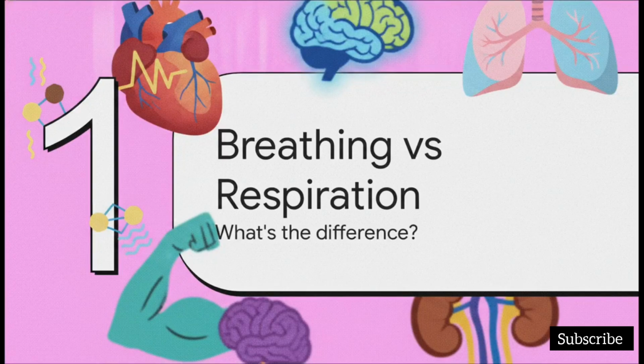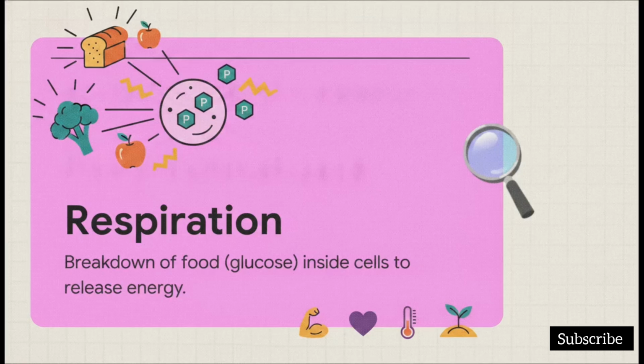Section 1. Breathing versus respiration. Every single cell in your body needs energy to do its job. Whether your heart is continuously beating, your brain is thinking, your muscles are helping you run, or your kidneys are filtering blood, all of that takes energy. So where does it come from? It's released from your food through a process called respiration.